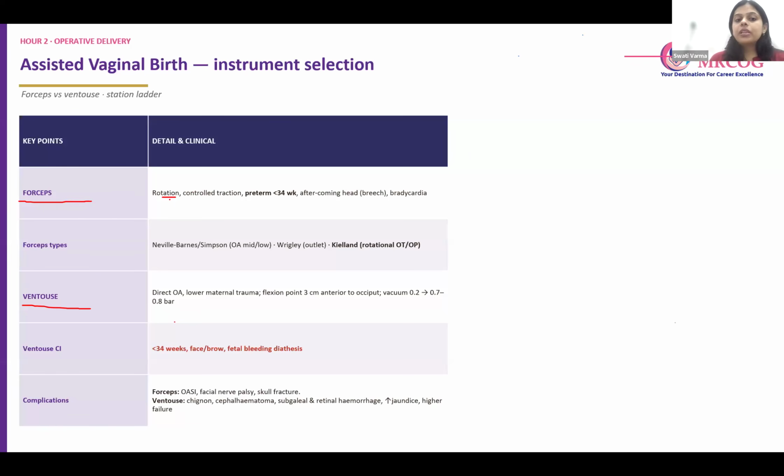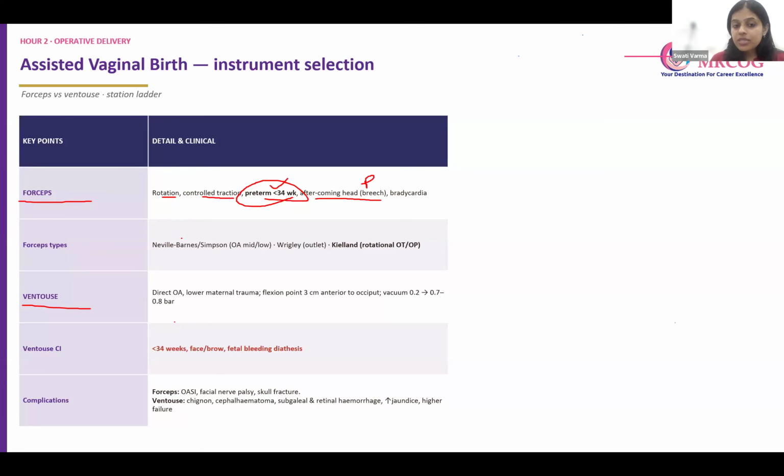Forceps are more favorable if rotation is required, or if controlled traction is required. It is very well known to us that if we have to apply instrumental delivery at less than 34 weeks, preferably forceps is to be applied. For after coming head of breech, Piper's forceps, here again forceps is to be applied. Bradycardia, again forceps has slightly higher effectiveness and lower failure rates, so prefer forceps.